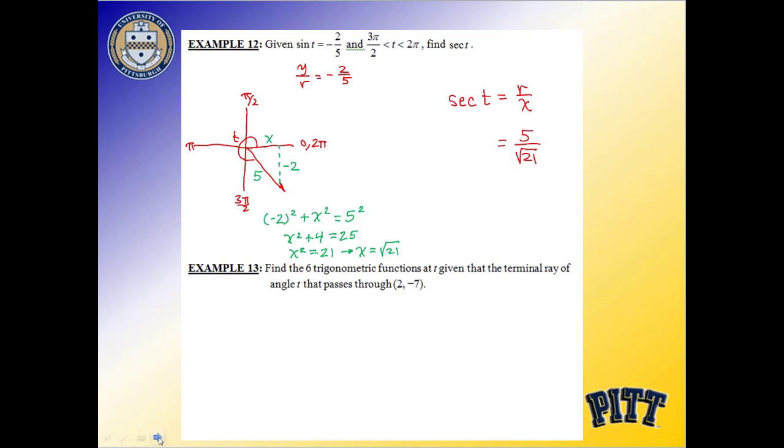For checking your work with textbook answers or looking at standardized tests where there might be multiple choice items, they'll tend to rationalize that denominator and tell you it's 5 square root of 21 over 21.